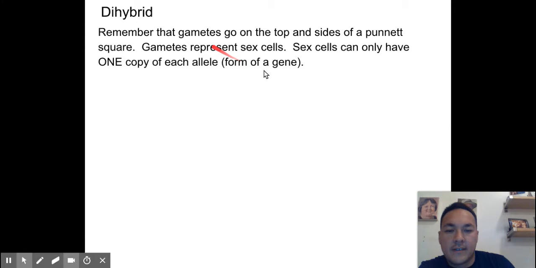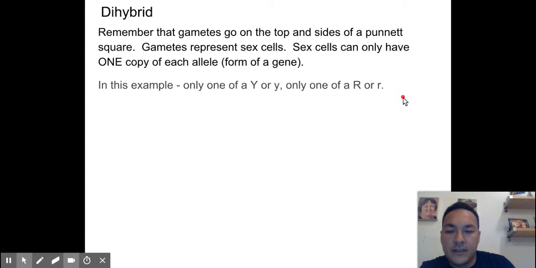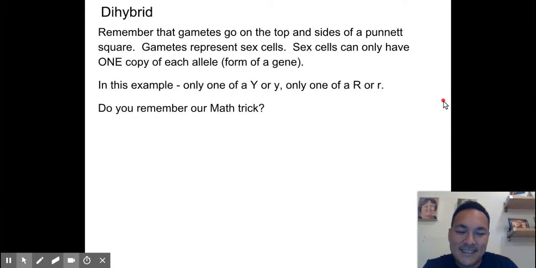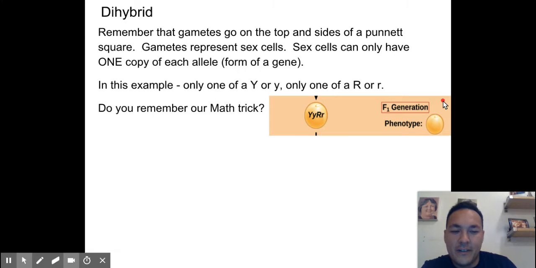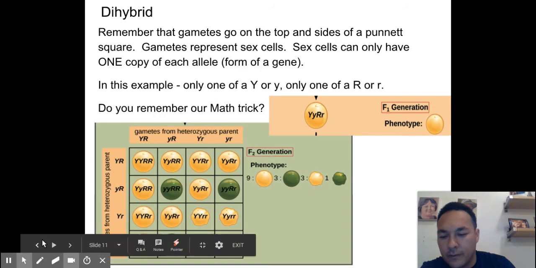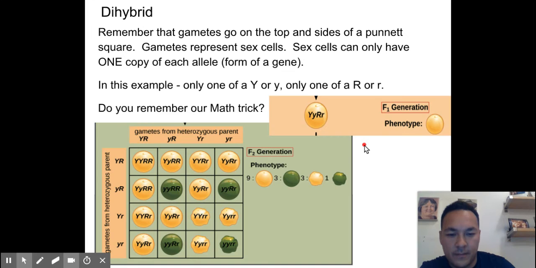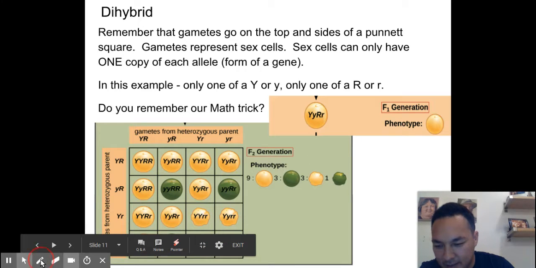Remember that the sex cells go on the top and sides of a Punnett square. Gametes represent sex cells. They can only have one copy of each allele, or form of the gene. So in this example, you can only have one big Y or little y, one big R or little r. Do you remember our math trick? Hopefully you do, and hopefully you remember that it's called FOIL. So I'm going to write that here. Oh, I thought I was going to write it there. Let's see if I can do it.